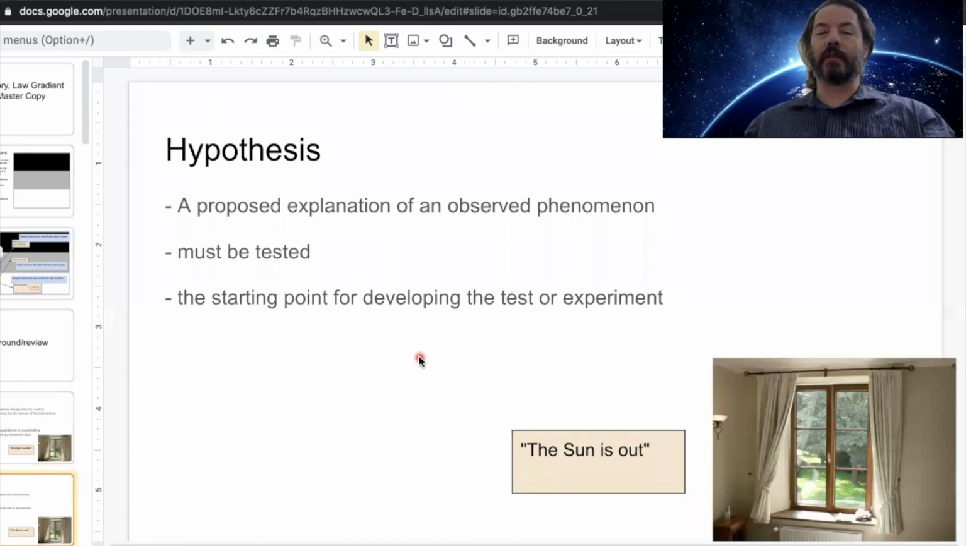A hypothesis is a proposed explanation of an observed phenomenon. It must be tested, and it's the starting point for developing a test. So we observe that it's bright outside, and our hypothesis is it's bright because the sun is out. It kind of answers the question of why is it bright? Okay, so the sun is out. That would be a hypothesis.